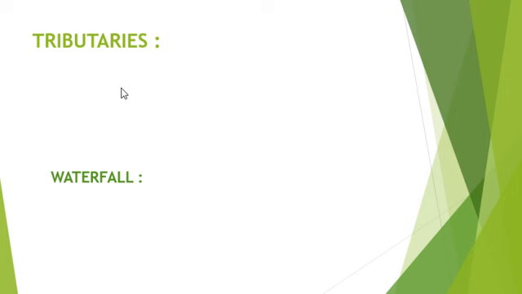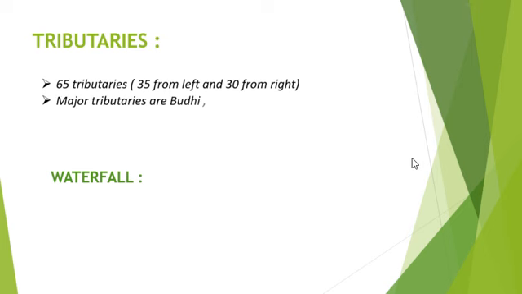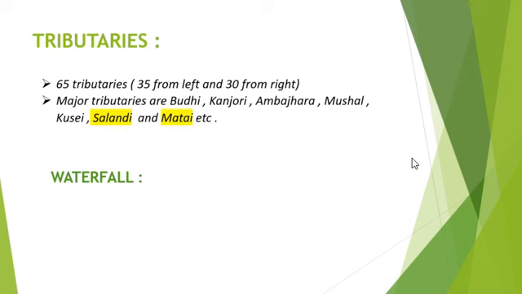It has about 65 tributaries. 35 tributaries are from the left side and 30 from the right side. Out of the 65 tributaries, some major tributaries are Buddhi, Kanjori, Ambajhara, Musal, Kusei, Salandi, and Matai. Salandi and Matai are the prominent tributaries of Baitarini River. So you have to remember this.